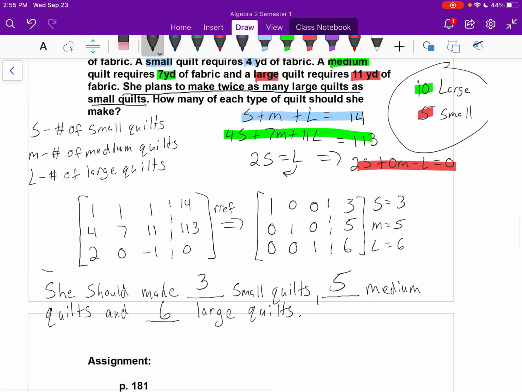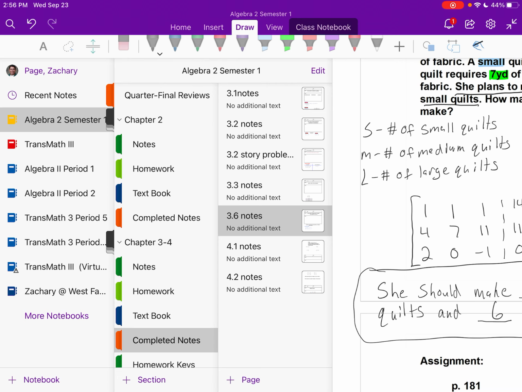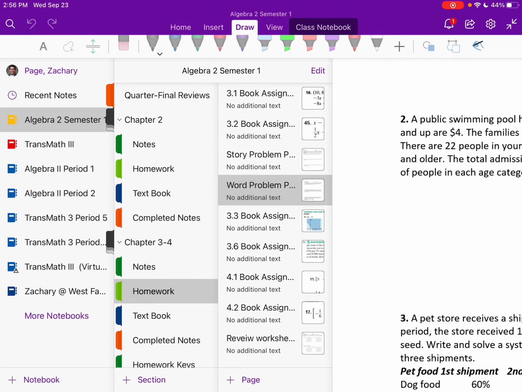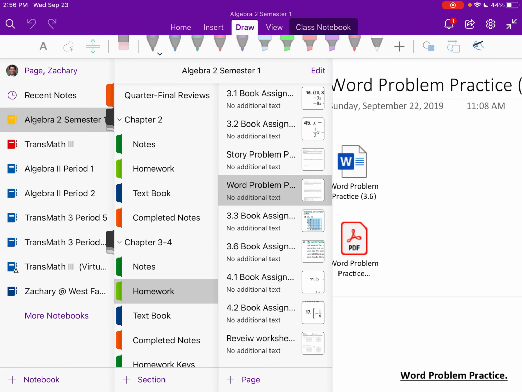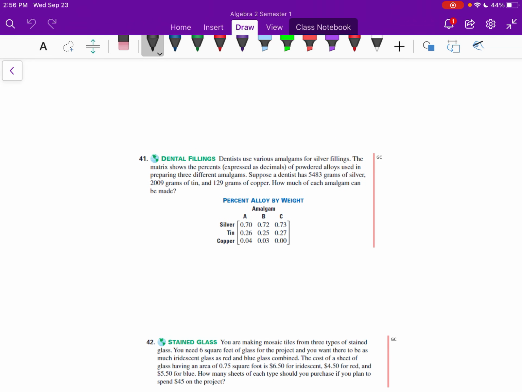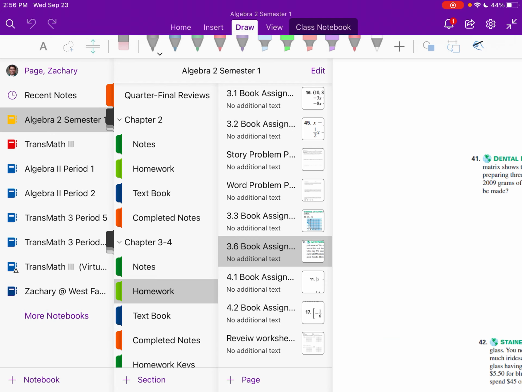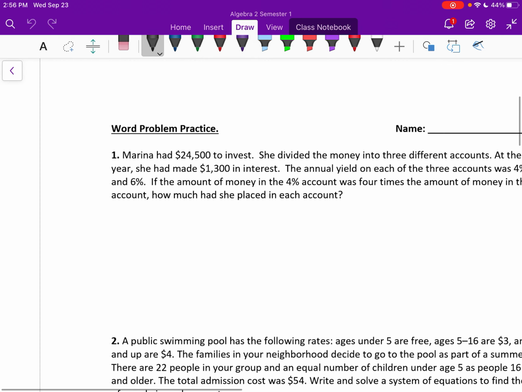So usually when you get 2 out of the 3, it's a good indicator that you did it properly. All right, so that was 3.6, a little bit longer video, but your homework for this lesson is word problem practice. If you need more practice with these, we have that 3.6 book assignment, those can just be extra practice. Do that worksheet as your primary homework though. Again, that's just the word problem practice, okay?